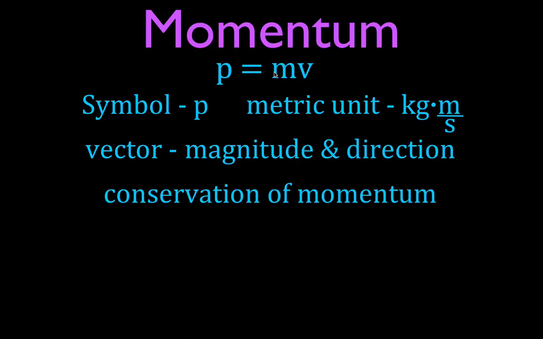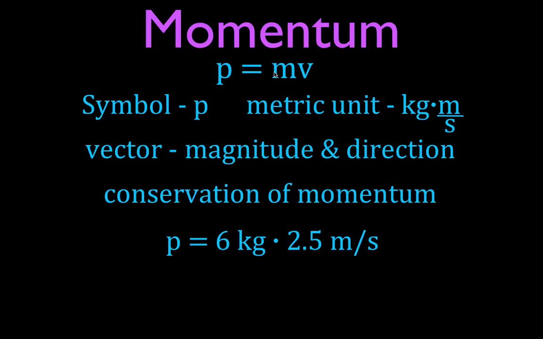And there is also something called conservation of momentum. So we have a system and things interact. This comes into play when we talk about interaction of objects, which we'll do in future videos. There is conservation of momentum. Momentum is conserved just like charge, mass, and energy are conserved.